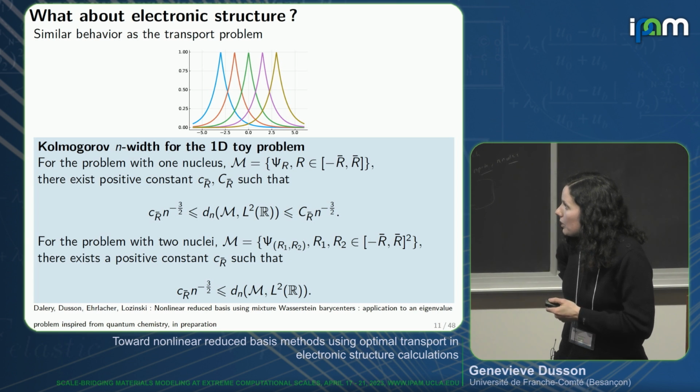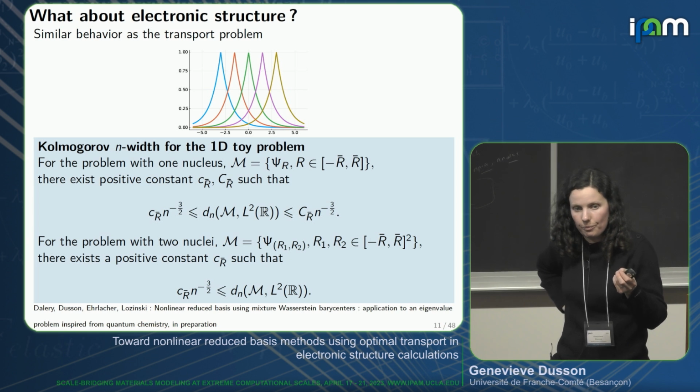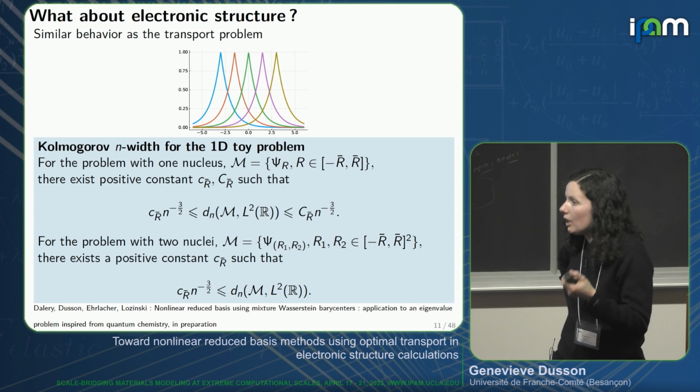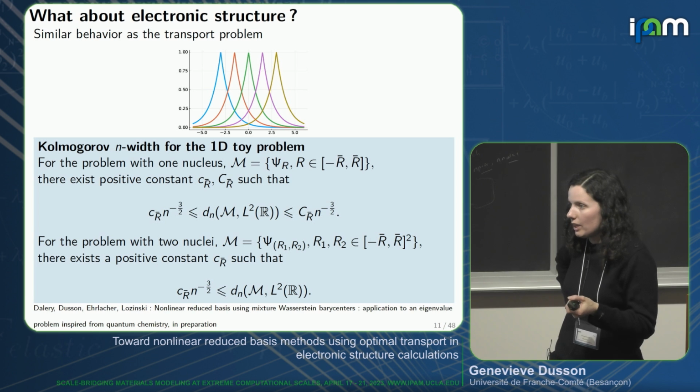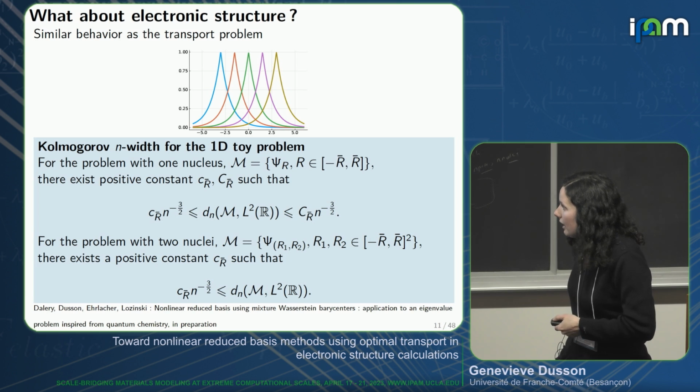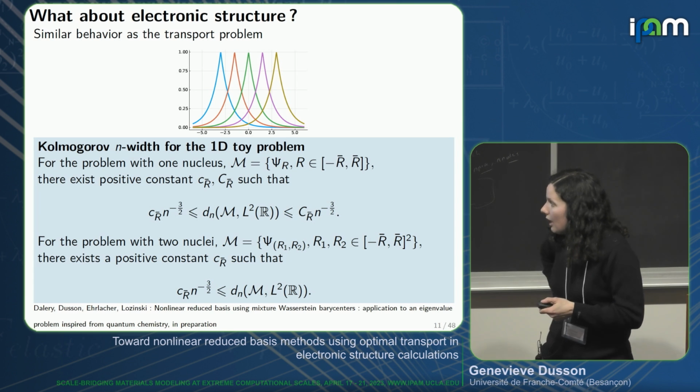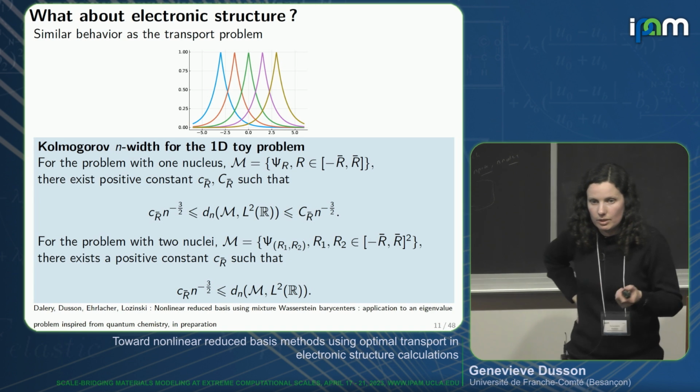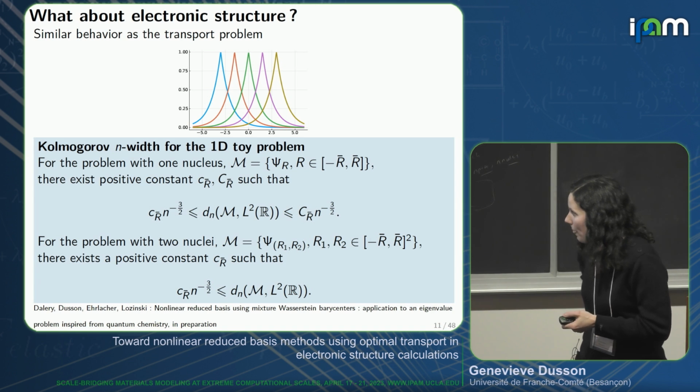And so what we showed with Maxime, Virginie, and Alexei is that in the case of this toy problem, we can actually give an estimation of the Kolmogorov n-width, and it doesn't decay very slowly. We get a factor n to the -3/2, which is not much.